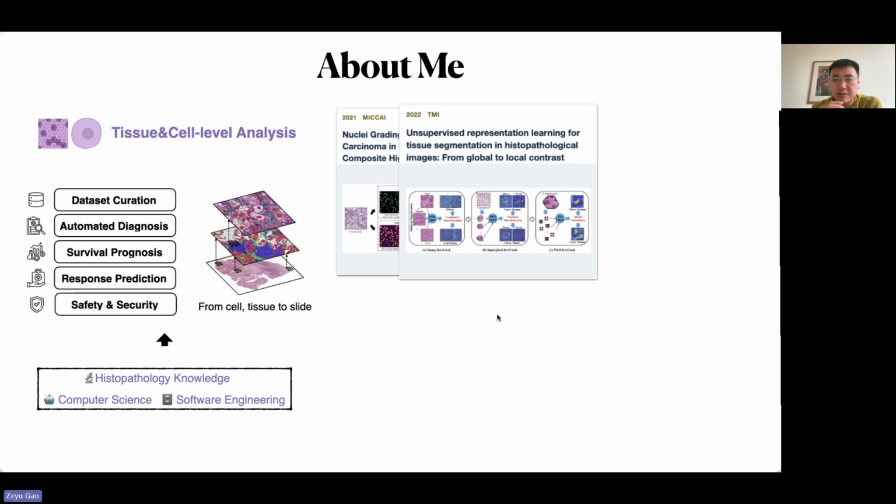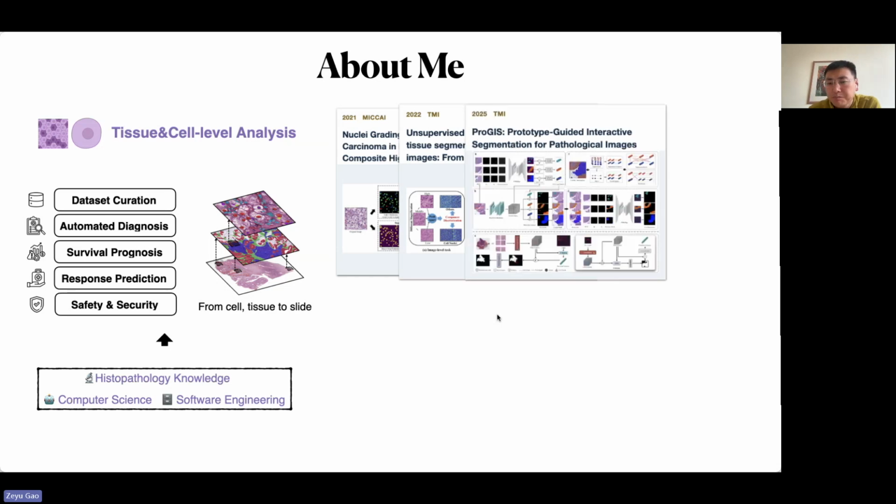Basically, because contrastive learning or self-supervised learning is very popular for classification tasks, but not very popular for pixel level segmentation, we expand the contrastive learning from the patch or image level to the pixel level.